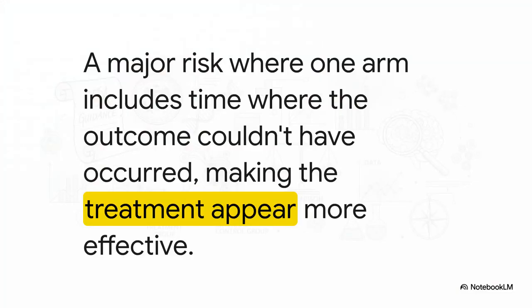This can lead to a very specific and pretty dangerous trap called immortal time bias. Just imagine your study requires patients in the treatment group to survive for 30 days just to be eligible for the drug. Well, by definition, you've selected for survivors. If your control arm doesn't have that same 30-day survival requirement, you're not comparing apples to apples, and it can create this false appearance that the drug is way more effective than it really is.